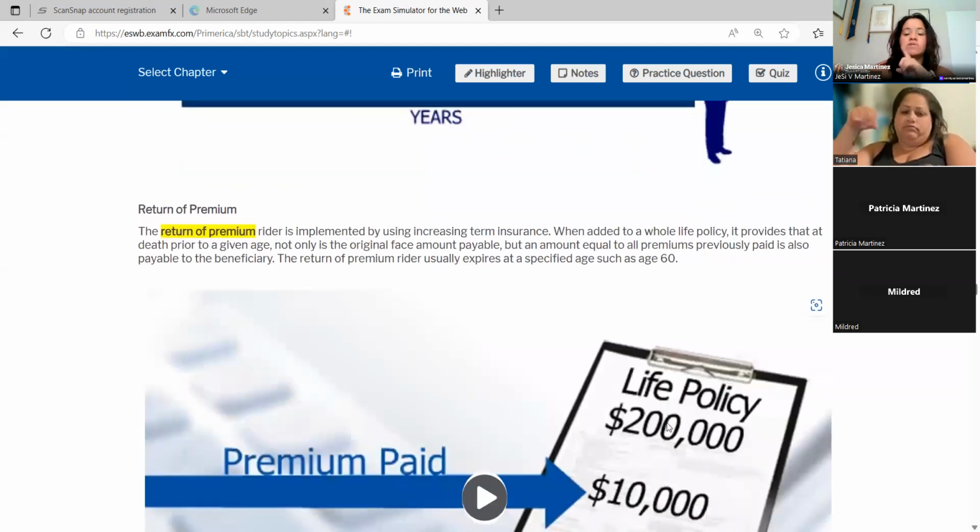Return of premium, I think we saw this yesterday, is implemented by using increasing term insurance. When added to a whole life policy, it provides that at death prior to a given age, not only is the original amount payable, but an amount equal to all premiums previously paid is also payable. So this rider usually expires at a specified age, such as age 60. I know we're also looking at it as when they buy it for a certain period of years, and it's a much more expensive type of policy.